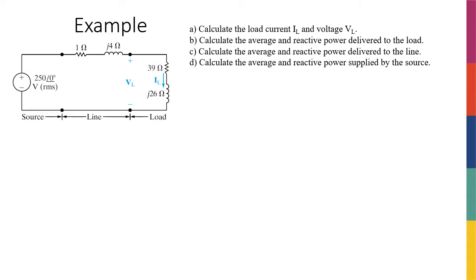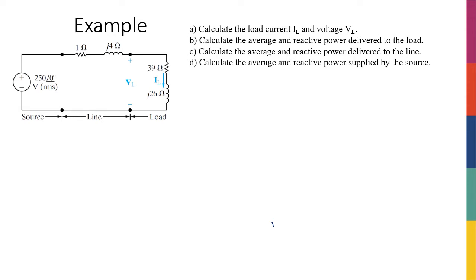Part A asks us to calculate the load current IL and voltage VL. It doesn't matter if it's called load current or apple current or orange current. The important thing is that it wants us to find IL and VL. IL is defined as this, VL is defined as that. Let's do that. So how do you go about a circuit like this? Well, KVL, that's the simplest thing.